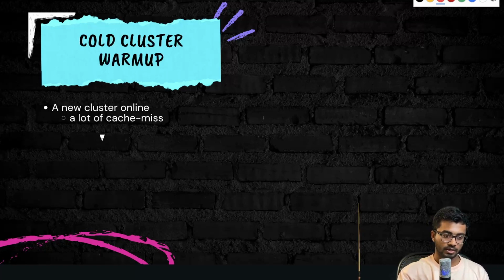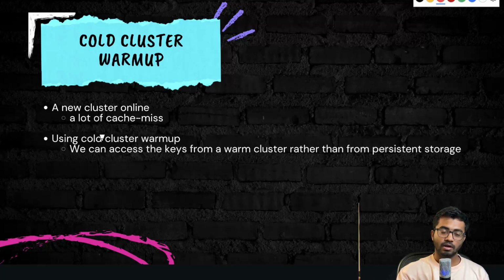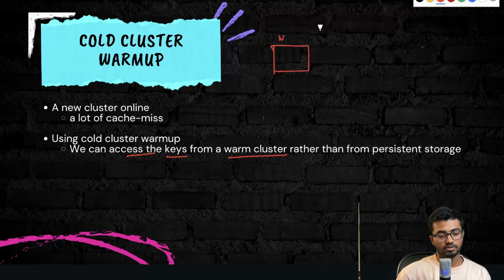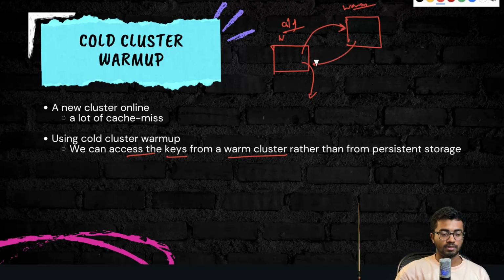And how does that work? It's very interesting. For cluster warmup, what we can do is access the keys from a warm cluster rather than persistent storage. That means if this is a new cluster, and this is an existing cluster, let's term this one cold, and this one warm because it is being used. Instead of fetching keys from the database to update this cluster, we can fetch from the warm cluster instead, get back the keys and update. So we cut down this call and reduce the load on the backend services, and that is how we save a lot of overload on the backend services and the database.